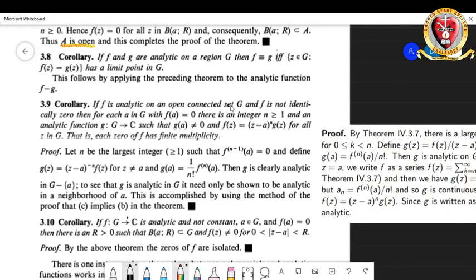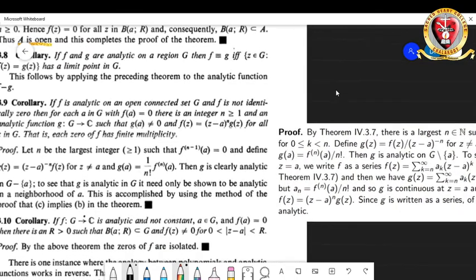Now let's move on to corollary 3.9, which says that if f is analytic on an open connected set G and f is not identically equal to 0, then for each a in G with f of a equal to 0, there is an integer n greater than or equal to 1 and an analytic function g from capital G to C such that g of a is not equal to 0 and f of z is equal to (z minus a) raised to n into g of z for all z in G, which means that every zero of f has finite multiplicity.